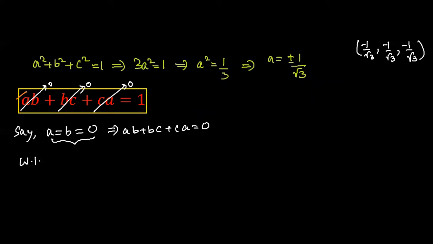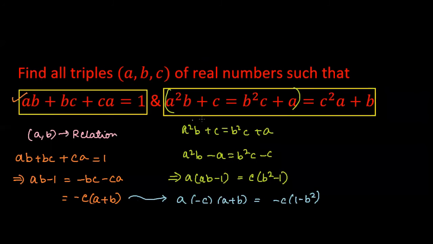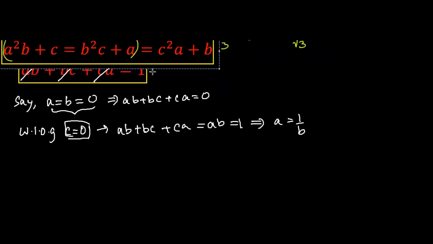So, without loss of generality, let's assume that c is equal to 0. Now, if c is equal to 0, then the equation ab plus bc plus ca becomes only ab, and this is equal to 1, and this is actually a equals 1 by b. Now, we are also given this information that a square (b plus c) is equal to b square (c plus a) equal to c square (a plus b).